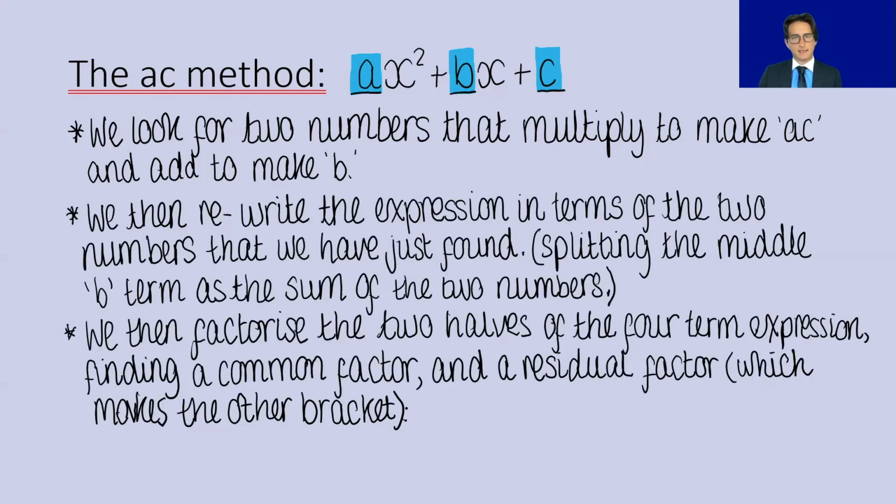But the steps basically are, we look for two numbers which multiply to make AC and add to make B. We then rewrite the expression in terms of the two numbers that we've just found, splitting the middle B term as the sum of those two numbers. We then factorise the two halves of the 4-term expression, finding a common factor on both sides and a residual factor, which makes the other bracket.